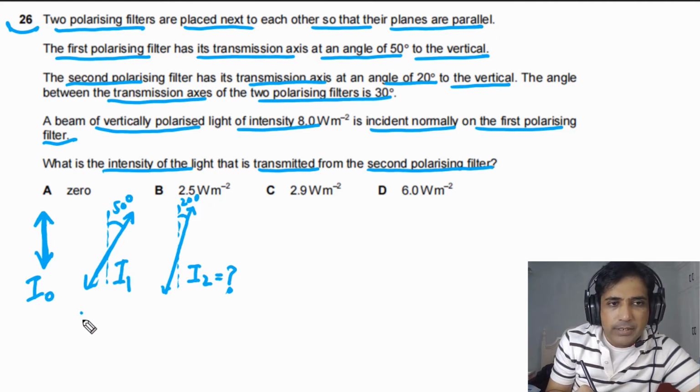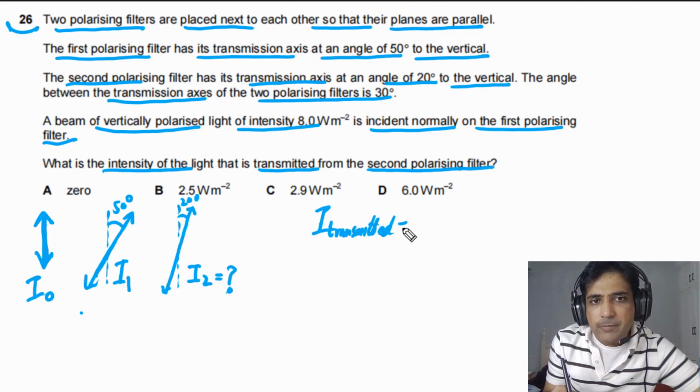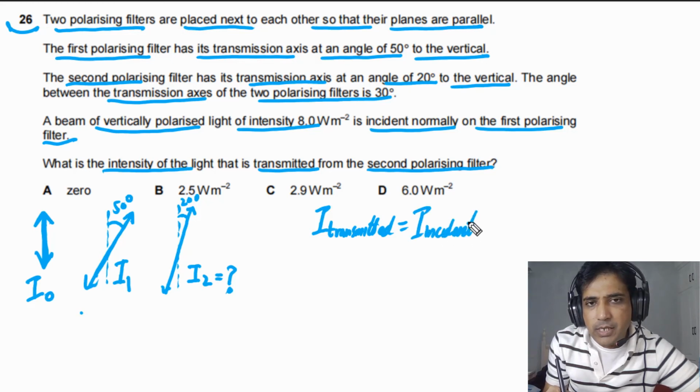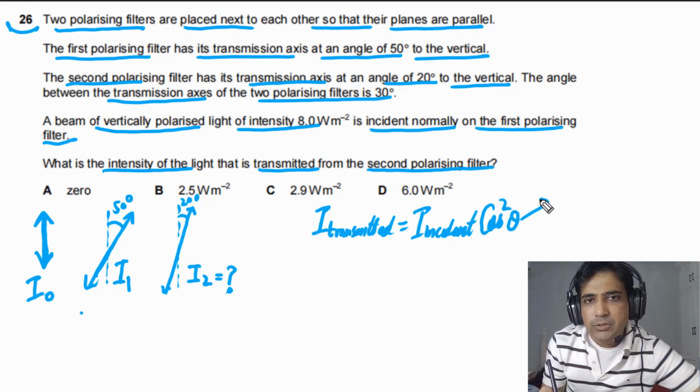In order to find I1, we need to understand I transmitted. So this is the formula you need to understand. I transmitted will be equal to I incident times cosine squared theta, where theta is the angle between transmission axes. So very important point: the angle between transmission axes.